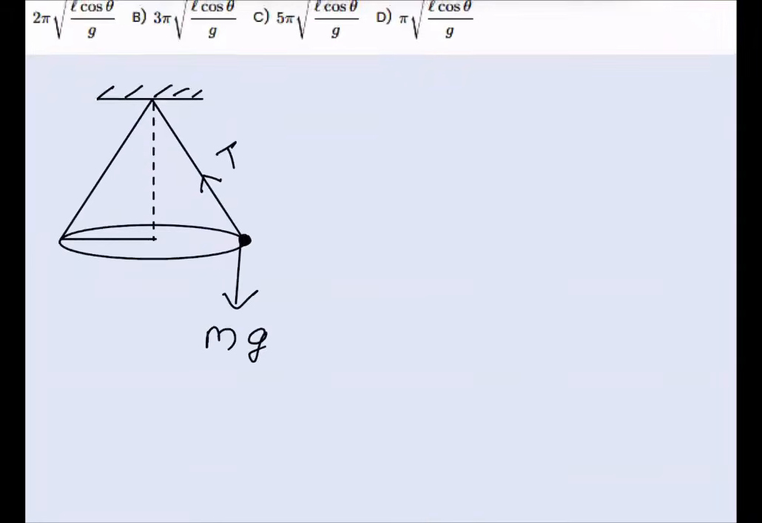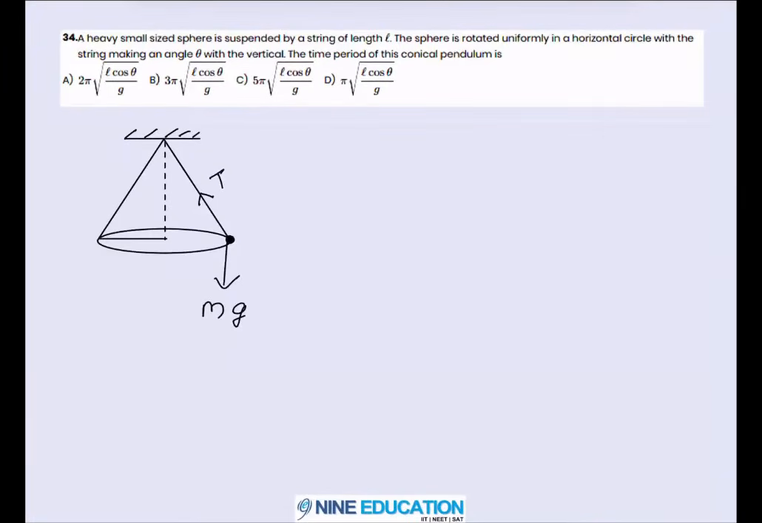And a centrifugal force will be acting in the radially outside direction. Okay. So let's say that the centrifugal force is mv square by r. Now, what is this r that we are talking about? R is actually the radius of the circular motion.